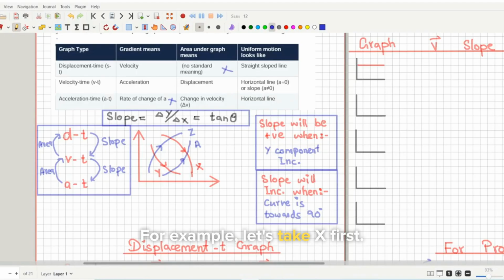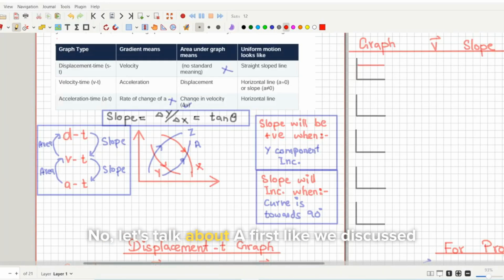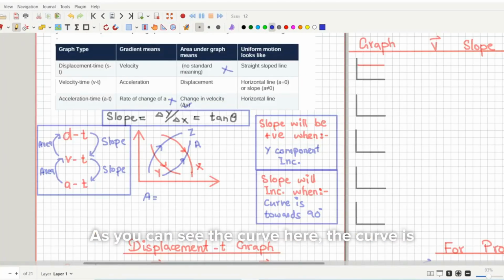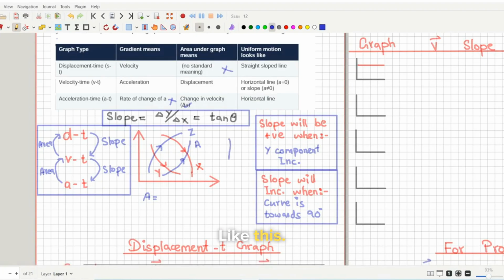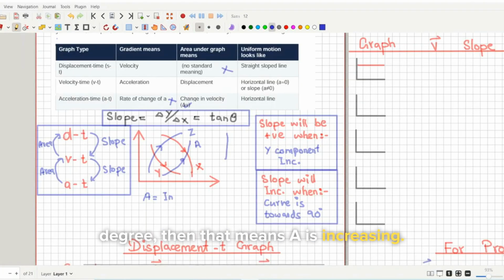Let's use this example in our graphs. Let's talk about a first, like we discussed about a, right? So for a, let's say whether it is increasing or decreasing. As you can see the curve here, the curve is moving upward, right? It is moving towards the 90 degree, right? What is 90 degree? Like this. Anything that is coming closer to 90 degree will tell you that the curve is towards 90 degree, then that means a is increasing.